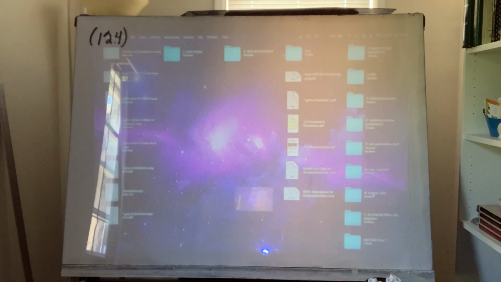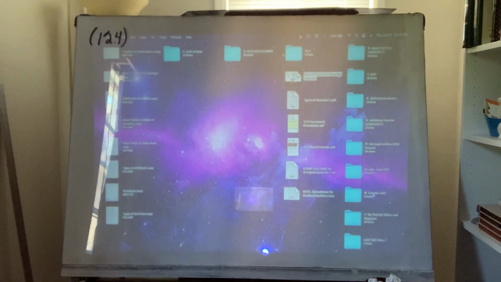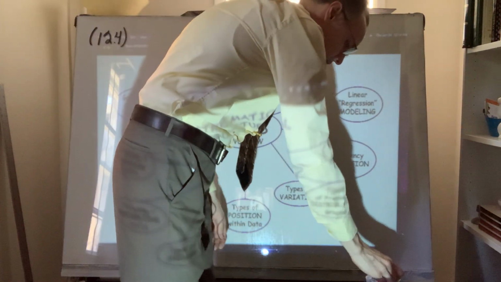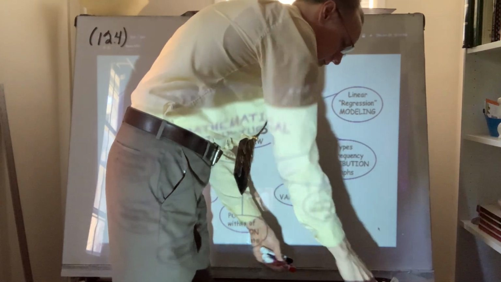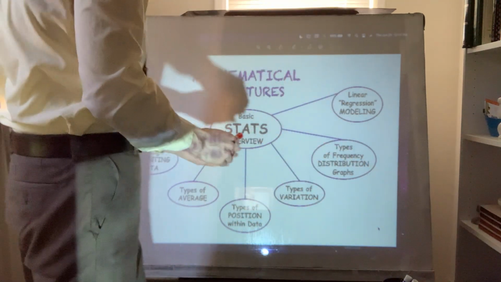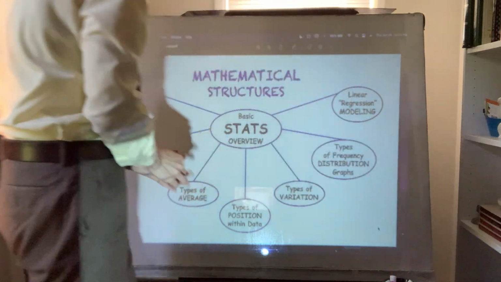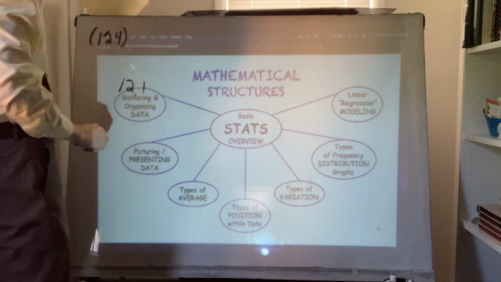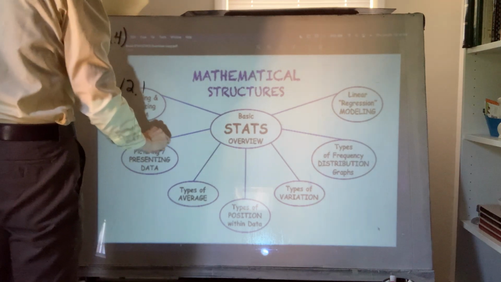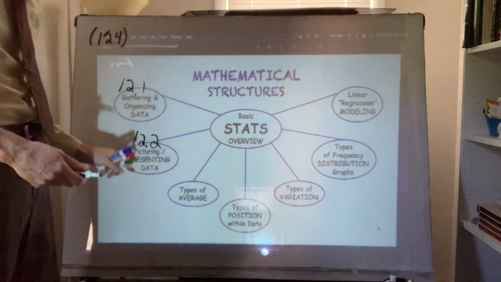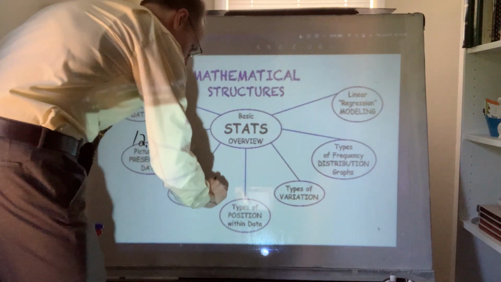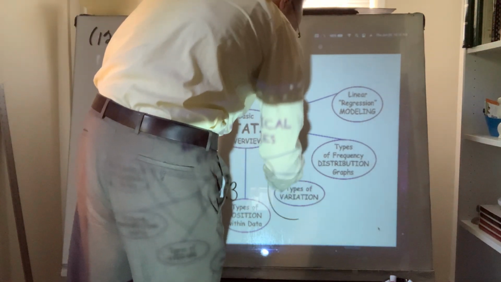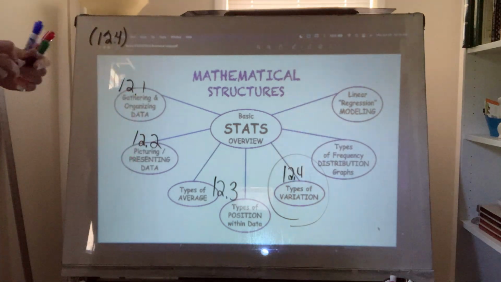Minimize this. All right. Here's our overview of chapter 12 once again. So you see where we're headed, where we've been. Here we were in 12.1, gathering, organizing data. Here we were in 12.2. Types of graphs, basically the presentation aspect of it. These two is section 12.3, that was yesterday, and now we're in section 12.4. All right, types of variation.